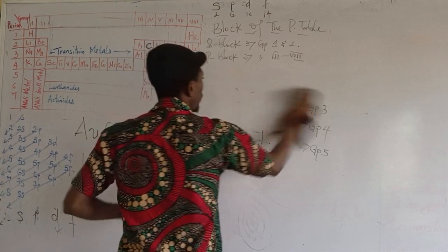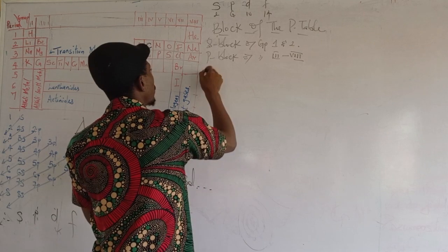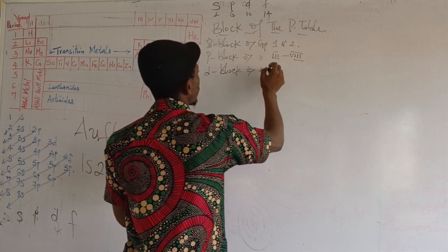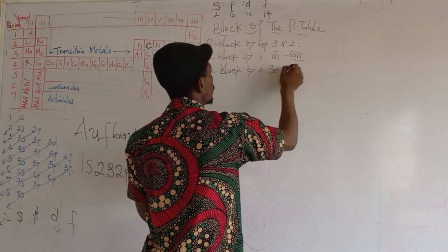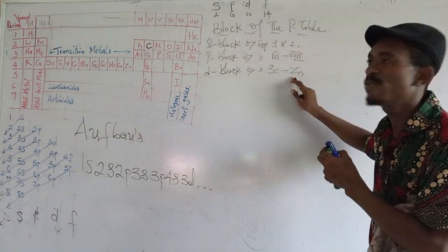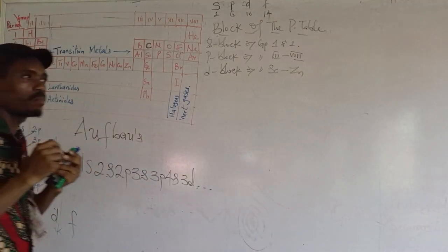So we have been able to see the S and P blocks. Let's now see the D block. The D block comprises elements from scandium to zinc, and scandium to zinc are known as the first transition metals. They are the first transition metals.